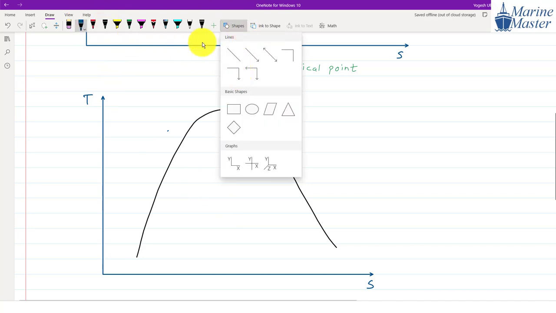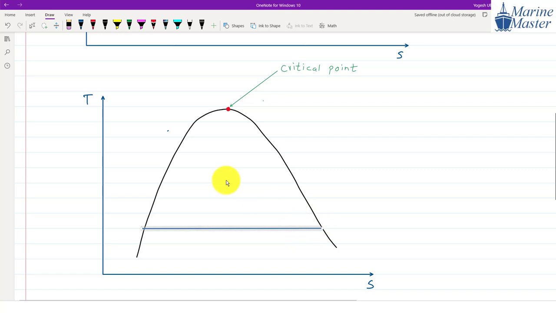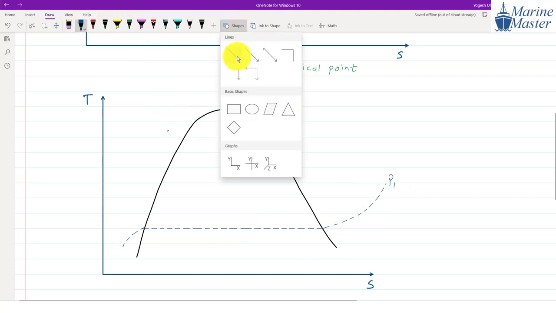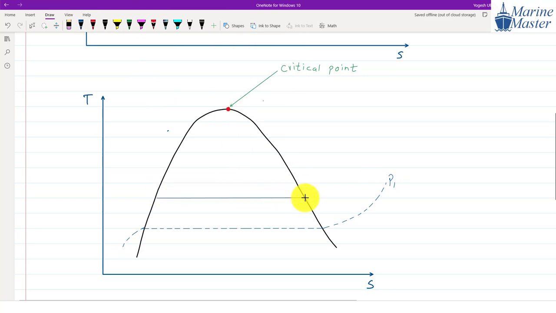Then we are going to draw what? Saturation lines. Just imagine that this is our P1 pressure line, and I am going to make this P1 pressure line dotted, guys. See how I am drawing the curve. Then the next pressure line is the P2 pressure line, and again I am going to make this P2 pressure line dotted. Observe the scenario here.